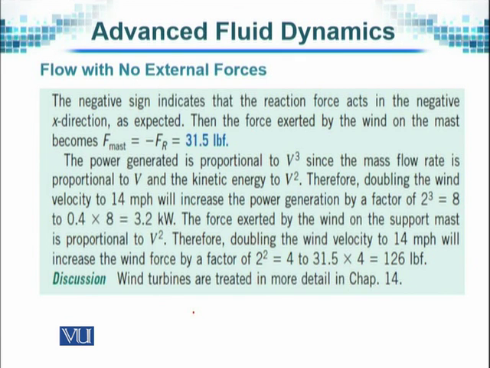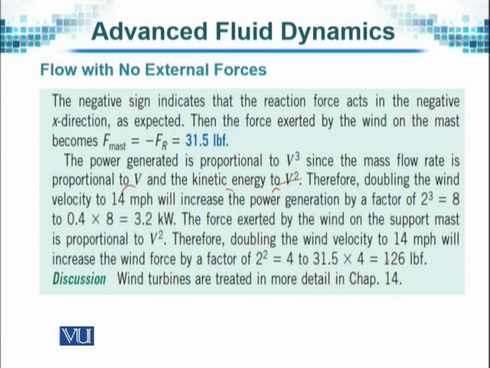The power generated is proportional to V cube, since the mass flow rate is proportional to V, and kinetic energy is proportional to V square. Remember, kinetic energy is given by half V square. So half is a constant, doesn't matter, but V square we have to take from the kinetic energy, and the flow rate is proportional to V. So the power generated is proportional to V cube.